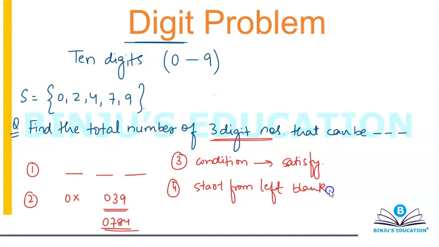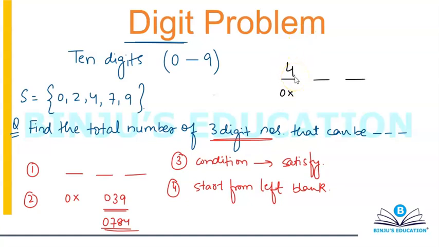We need to find the total number of 3-digit numbers that can be formed using these 5 digits. There is no condition. It's a very straightforward, simple question. So what we'll do is we'll draw 3 dashes. Now 0 cannot come at the first place. So at the first place, how many digits can come? It can be either of the 4 digits. There can be 2, there can be 4, there can be 7, there can be 9. So 4 digits.